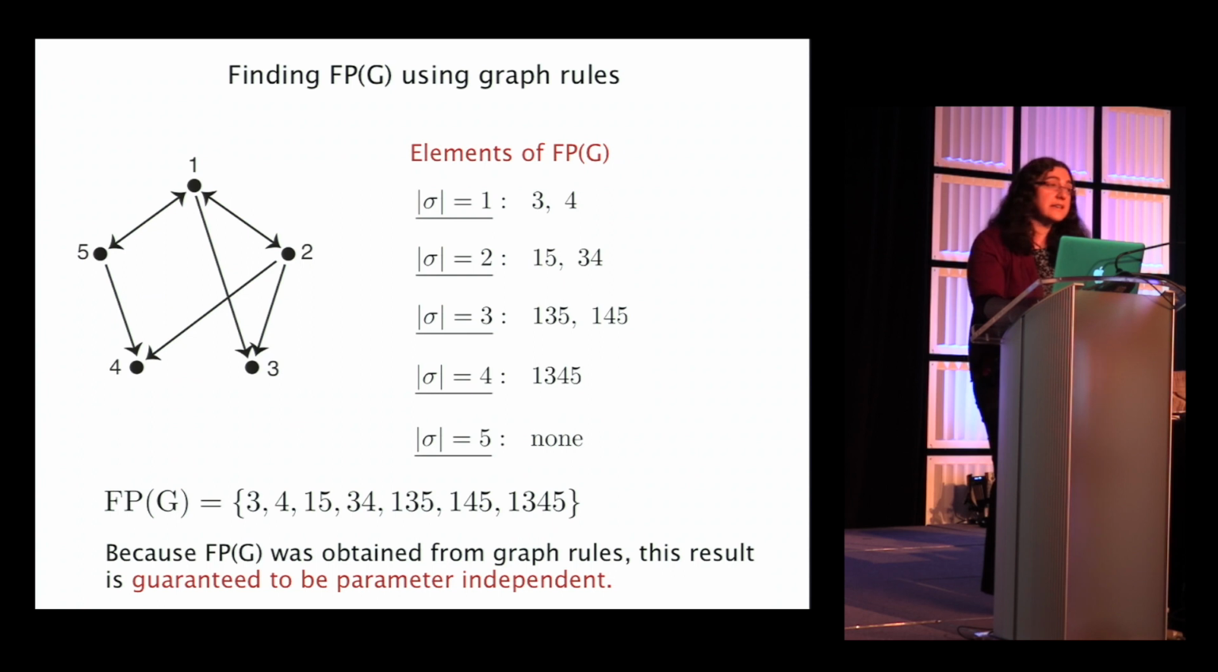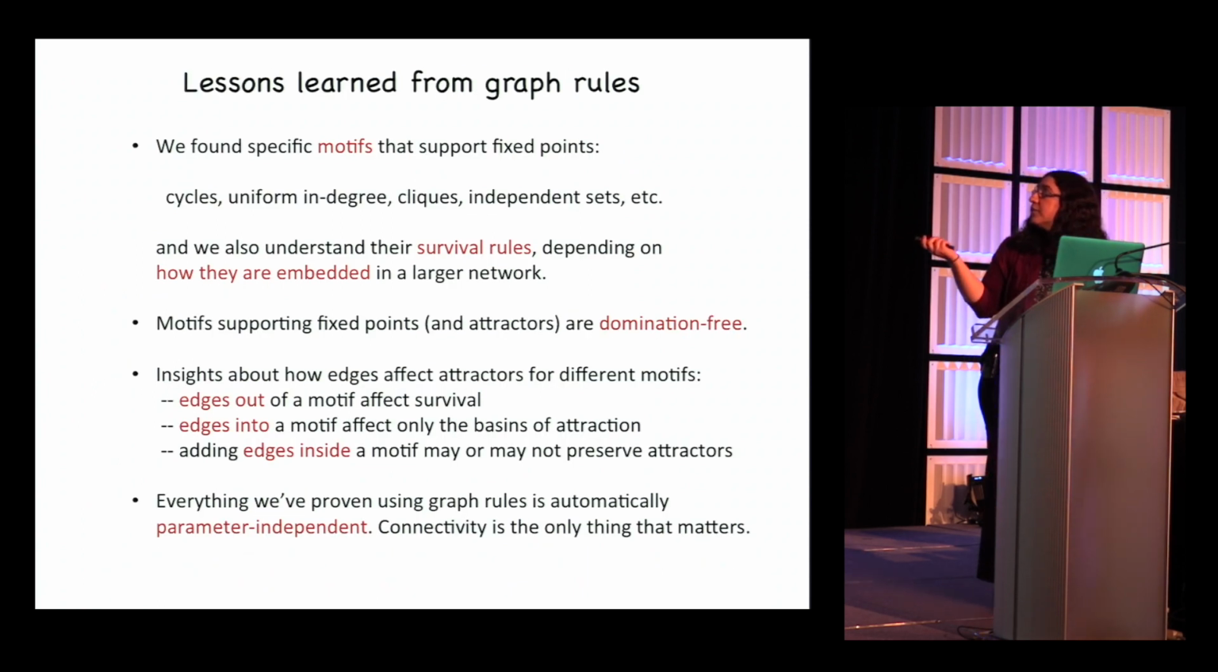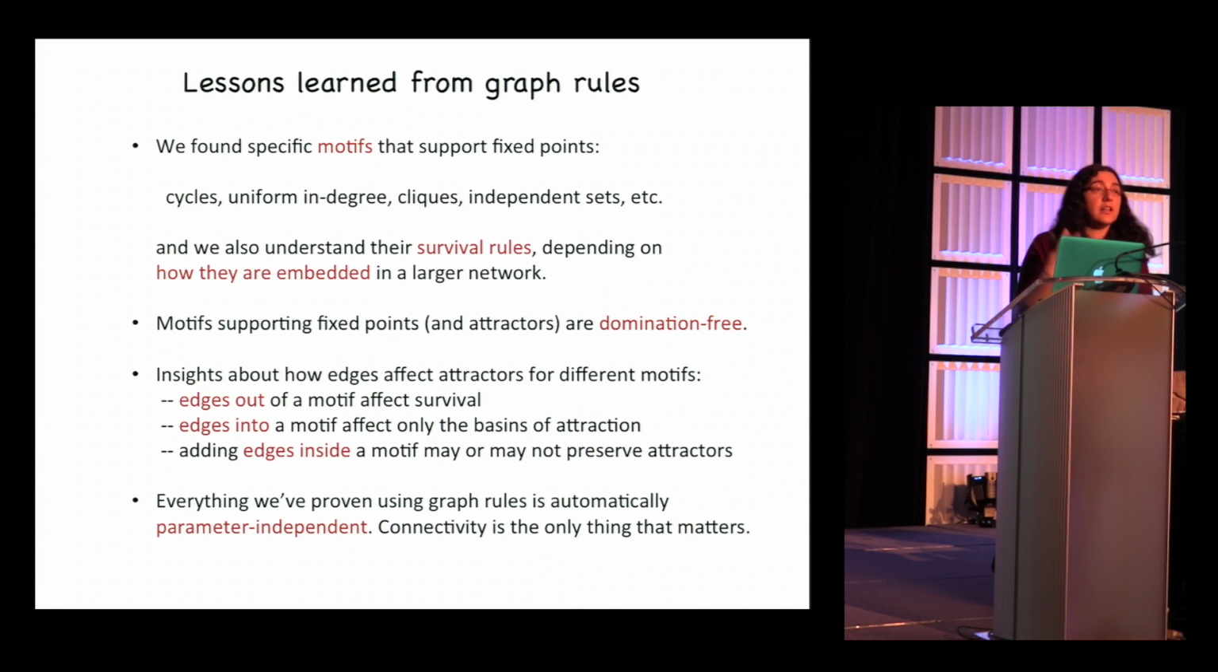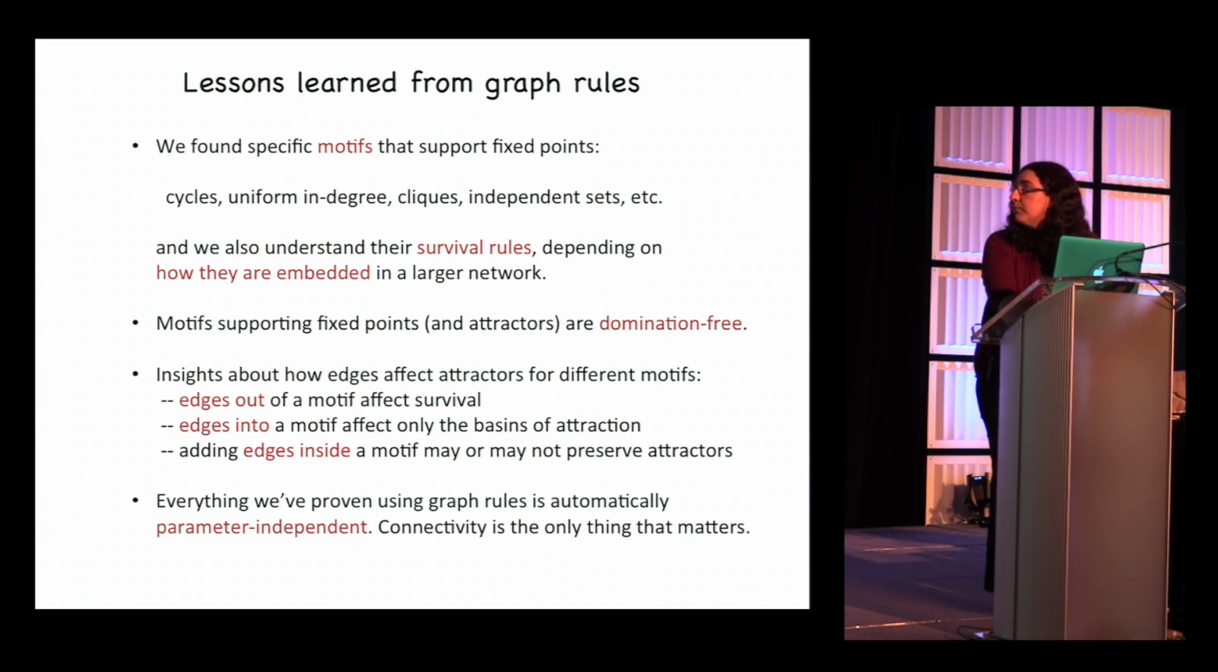OK, so what are some lessons we've learned from the graph rules? First, we found specific motifs that support fixed points, and maybe they're familiar, but one of the new things is that we actually understand their survival rules, how the motif is embedded in a larger network. I think that idea is probably more general than just our toy model. The way that a motif is embedded in a larger network is going to have a lot to do with whether or not you're actually going to get an attractor associated to it. And then we have this kind of balance inside a motif that supports an attractor, that it has to be somehow equitable or domination-free.